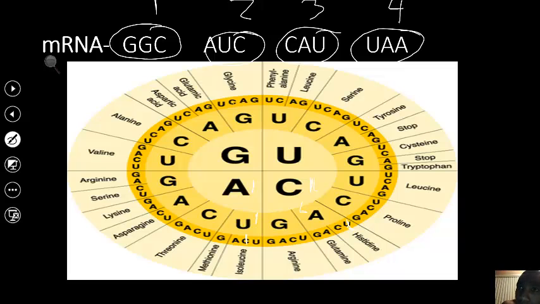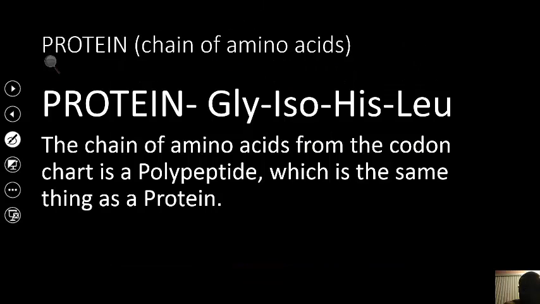Lastly, UAA. Should be pretty easy to do. UAA. And it says stop. So that's where we would stop at. That's our stop codon. All right. This is our protein chain. We just got it earlier. GLY, ISO, HIS, and, ooh, hold up.